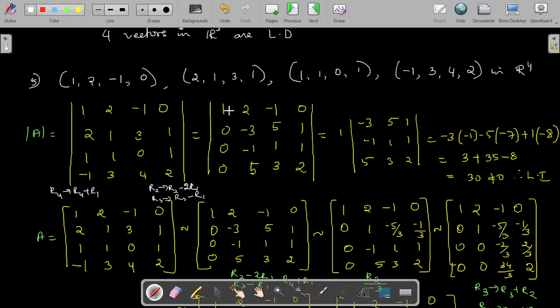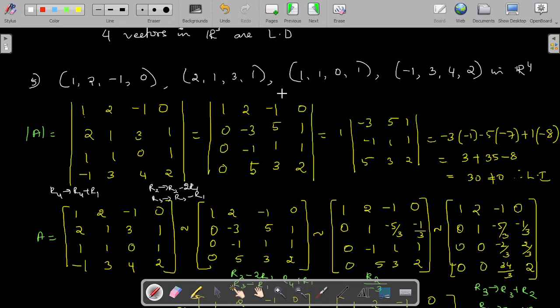Why am I doing this? Because then you can evaluate the determinant along the first column, deleting the first column and first row, then you will get a 3 by 3 determinant. When you evaluate the 3 by 3 determinant, you will get the value of that 4 by 4 determinant.